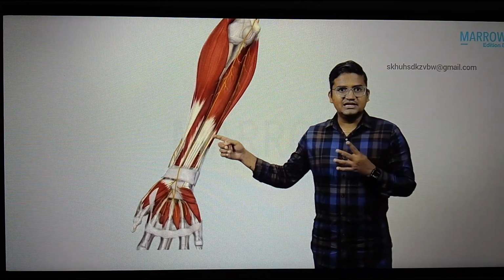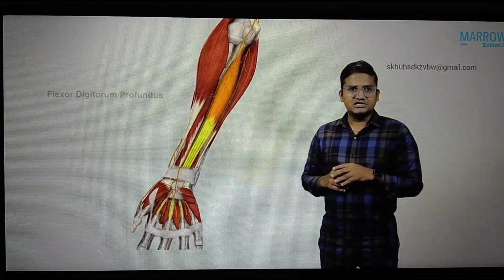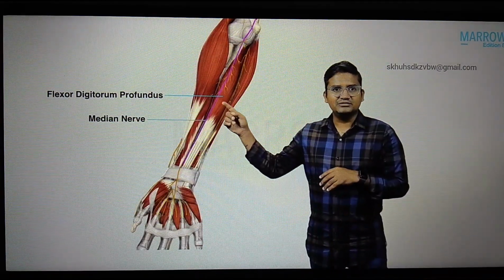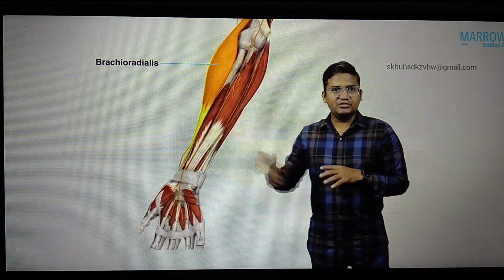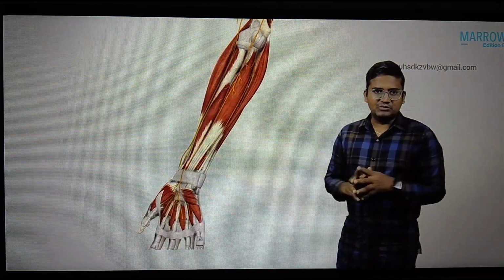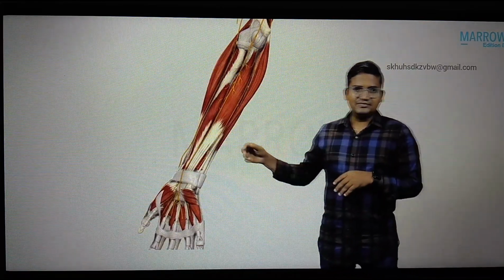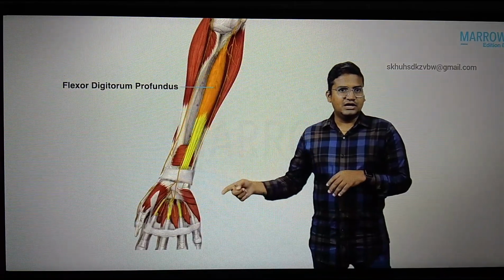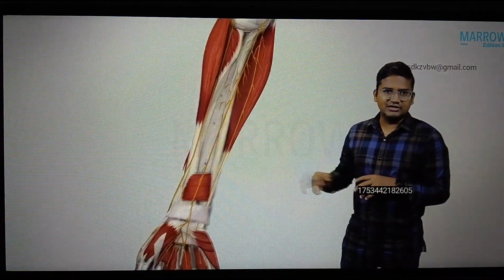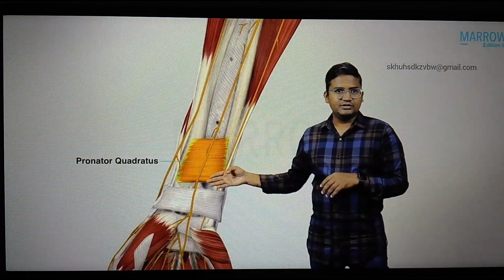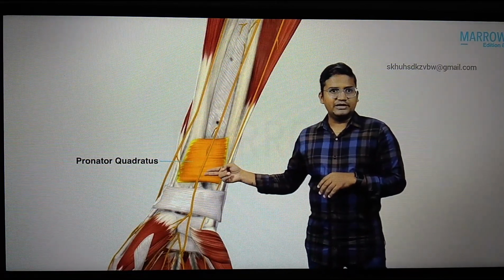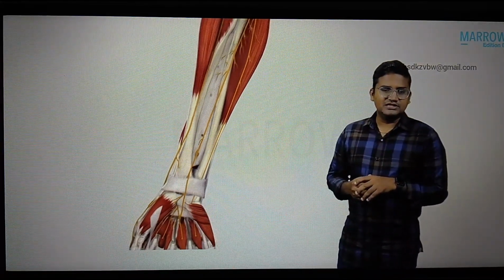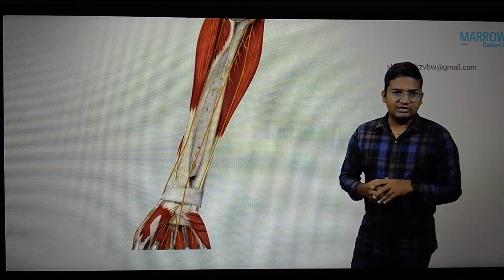Right. So now we are seeing the deep muscles here. That is flexor digitorum profundus muscle, and that is our median nerve. Now we're going to remove the brachioradialis muscle so that you can have a clear picture of the flexor pollicis longus muscle. See there? That is our flexor pollicis longus muscle, flexor digitorum profundus muscle, and we're also seeing one more muscle in the lower part, that is our pronator quadratus muscle. Right. Now we're going to see the further course of our median nerve.